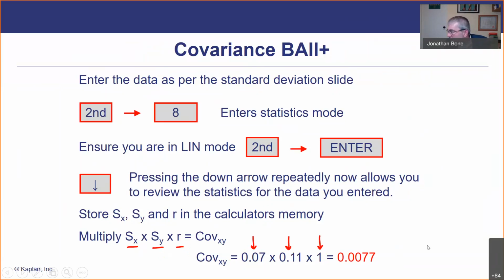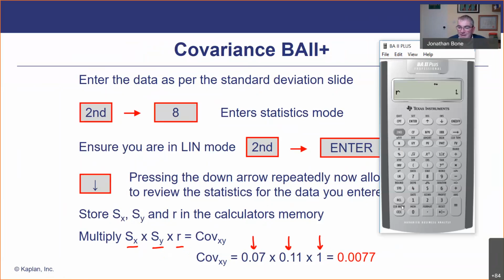Again, let me get my BA II Plus back on the screen. So if I clear this off now, if you remember, I stored sample standard deviation of asset A on button 1, sample standard deviation of asset B on button 2, and the correlation coefficient on button 3. So now I just need to do recall 1 times recall 2 times recall 3, press equals, and there you go. You can see the covariance there of 0.0077.